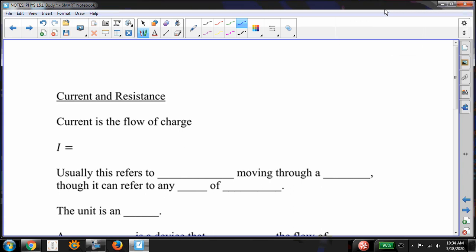Good day, everybody. So, finishing up this chapter, or at least the physics portion, in chapter 5 on electricity: current and resistance. I'm going to know what these two things are, be able to calculate them, and just have a general idea of what they are.